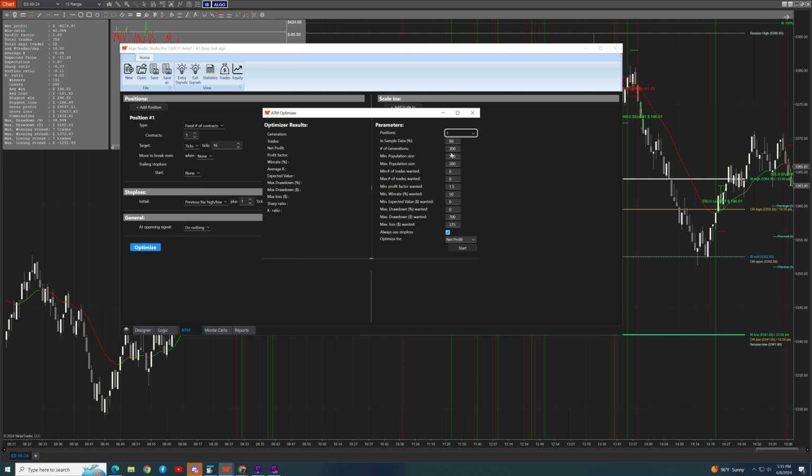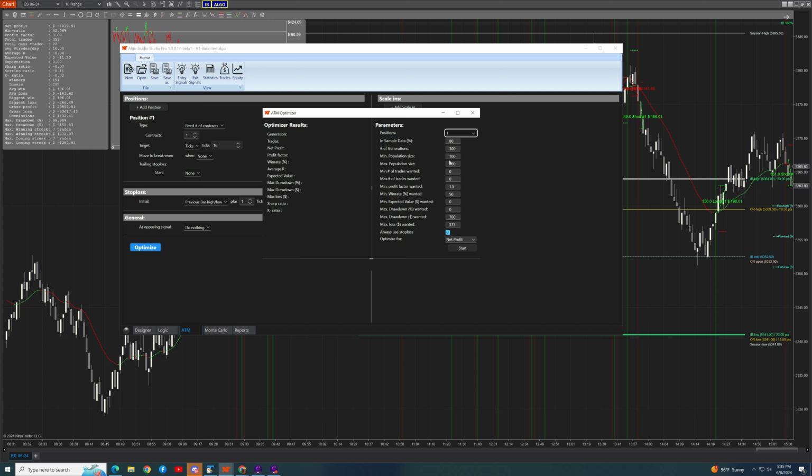Now, number of generations, I think the default is 100. I bumped it up to 300. You can go up to 1,000. Well, you can go up to as much as you want, depending on the time and processing power of your computer. But 300 is a good number to work with as you're starting to refine. So that's what we'll use here.